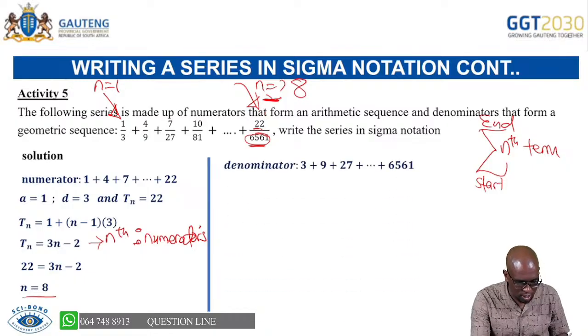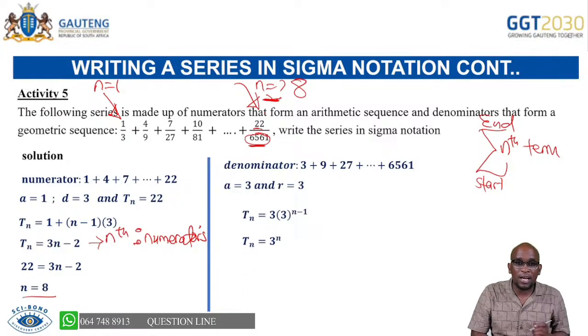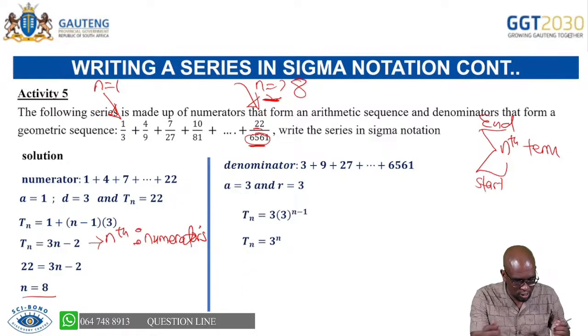I'll show you this side. But first, let's work with the denominators. I want to determine the nth term. Denominators are geometric in nature. So a is 3, r is 3, and then from there we get that Tn is 3 times 3 to the n minus 1. Tn is 3 to the exponent of n.